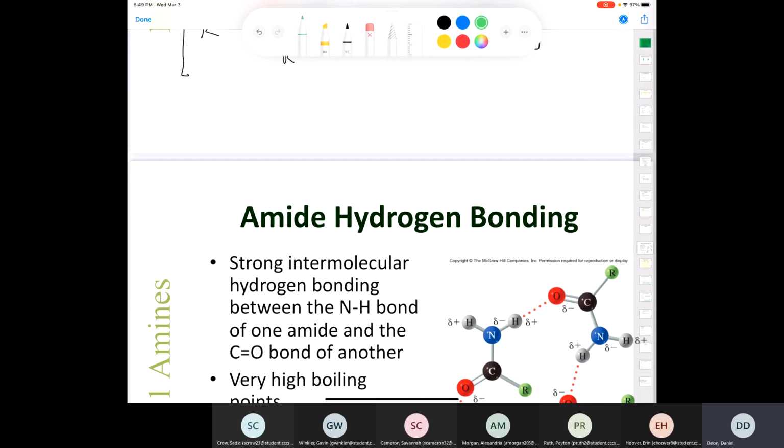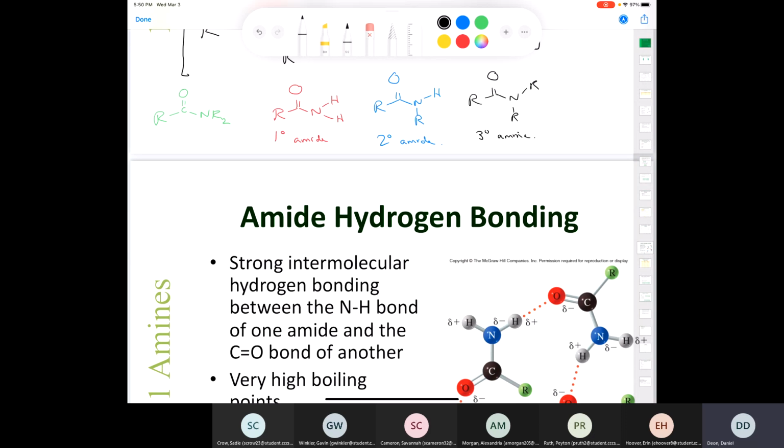Now, remember that the generic structure of an amide was something like this. Let's call this R2. Well, there's three possibilities. If we have our carbonyl and we have our nitrogen attached to two hydrogens like this, we call this a primary amide. If you have your R group, your carbonyl, and your nitrogen has one hydrogen and one R group, we call this a secondary amide. And if your amide has R groups attached to everything, you've got an R group here and an R group here, then it's called a tertiary amide.